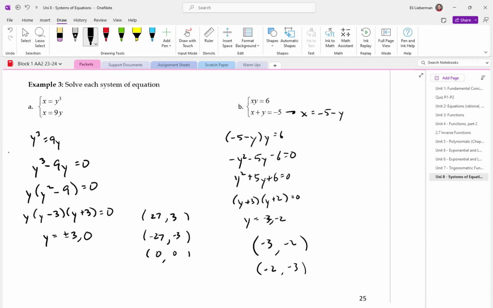When you solve it algebraically and you're pretty sure that your steps are correct, you don't have to check like you do with graphing, but it's a good idea to look back and say, do they work? We can see it's actually pretty easy to check both of these, isn't it? The product of both is 6. The sum of both is -5. Done.